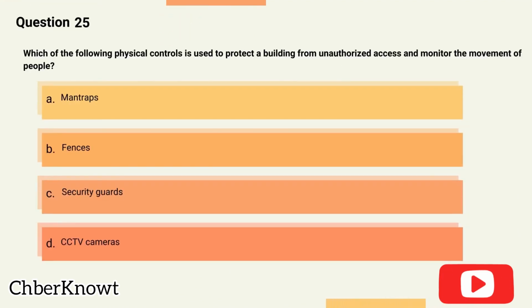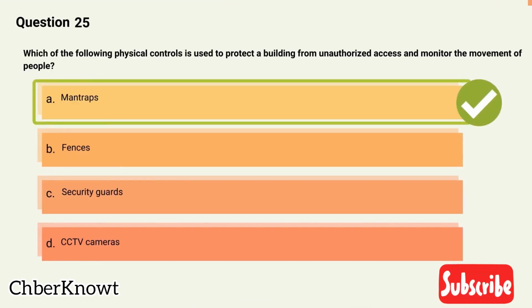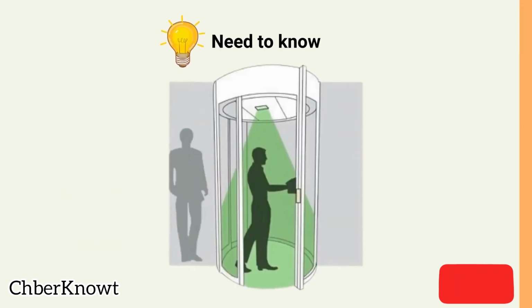Question 25. Which of the following physical controls is used to protect a building from unauthorized access and monitor the movement of people? Option A. Man traps. Option B. Fences. Option C. Security guards. Option D. CCTV cameras. The correct answer is Option A. Man traps. Explanation. Man traps are used to protect a building from unauthorized access and monitor the movement of people. A man trap is a small space between two doors, where the first door must be closed and locked before the second door can be opened.